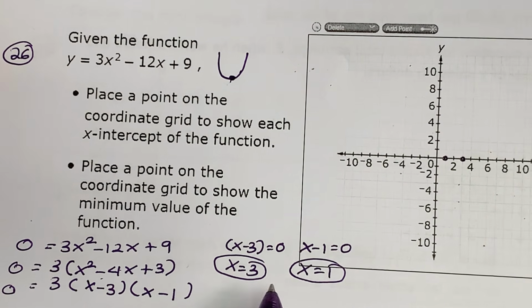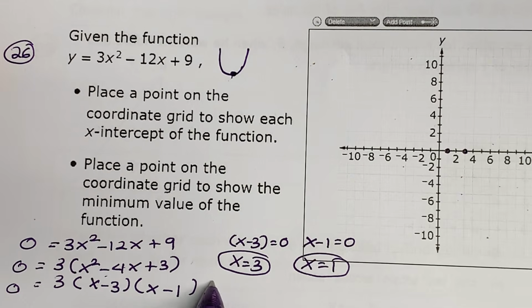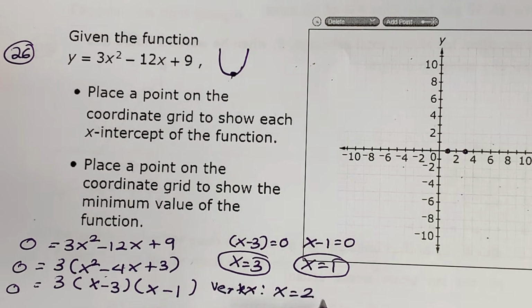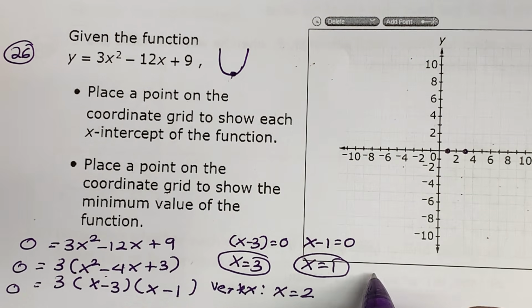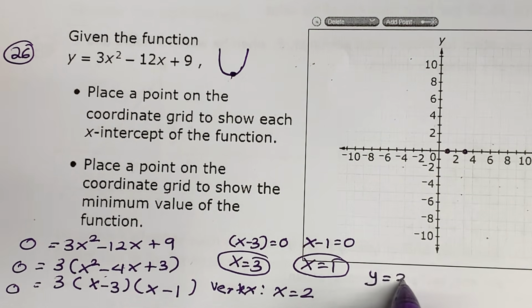So the vertex occurs at x equals 2, and now all we need to do is figure out the y value. I'm going to take 2 and plug it back into the equation, and that would give me the y value of our vertex. So let's see.